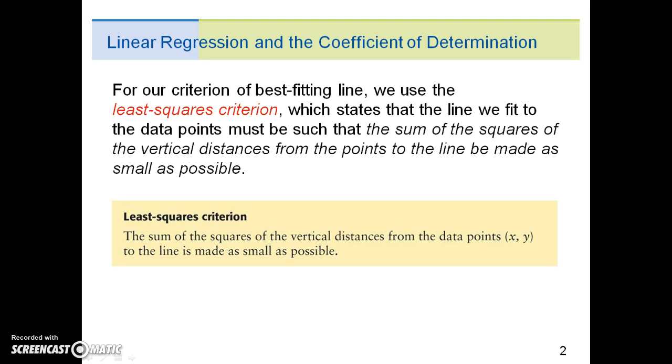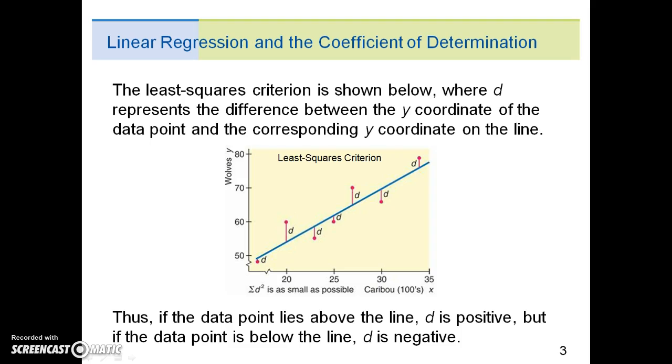So again, that definition for least squares criterion is the sum of the squares of the vertical distances from the data points x, y to the line is made as small as possible. The least squares criterion is shown below, where D represents the difference between the y coordinate of the data point and the corresponding y coordinate on the line.